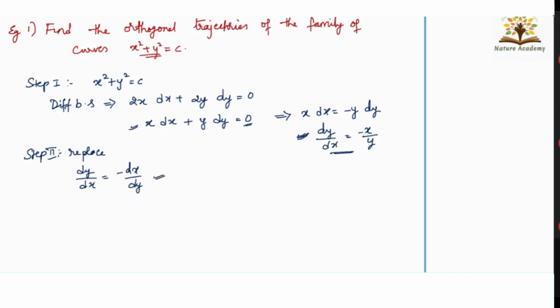Now in this equation, I have to replace dy by dx with minus dx by dy. So dy by dx equal to minus x by y. You have to flip it to the reciprocal and remove the minus sign, because we have minus here, so the minus sign also gets cancelled. You have to make it minus dx by dy, so it will be y by x. Now we have done the second step.